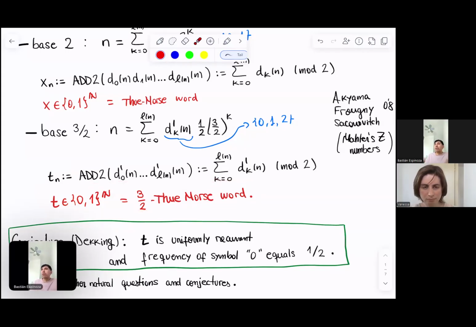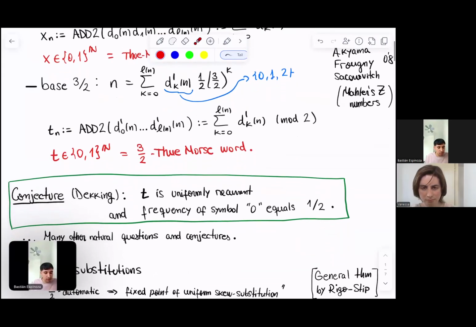Of course, this belongs to a larger class of words that we can consider by the same means, 3/2 automatic words, but this is a highly unexplored direction, so we're going to focus on this example as a guiding example. And we're going to see that many of the things that we discussed today generalize beyond this.